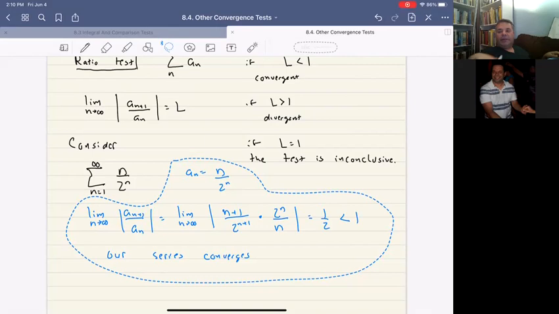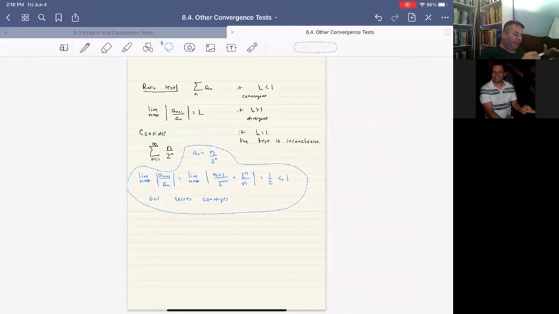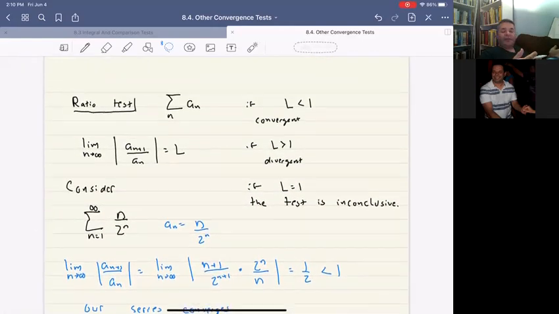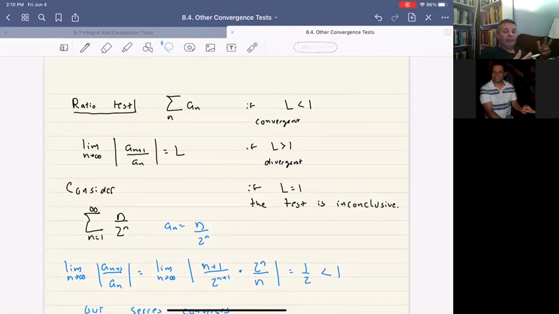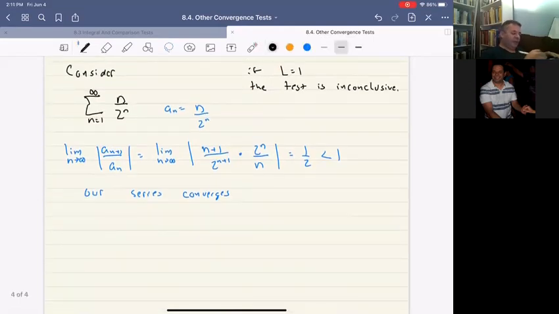Now, let's take a quick look at something else. This one works great for things that are geometric. It's actually what it's built on. But for the p series, this kind of fails. It's inconclusive. So let's consider the sum n goes from 1 to infinity, 1 over n to the p. A sub n is, of course, 1 over n to the p.